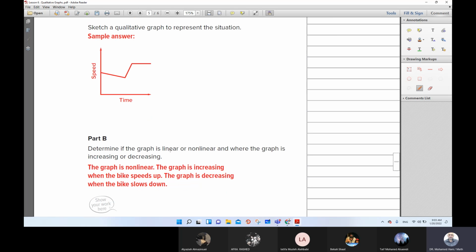Determine if the graph is linear or non-linear, and where the graph is increasing or decreasing. As you see, this is not linear. The graph is non-linear. The graph is increasing when the bike speeds up. Here, when the bike speeds up, we have an increase in this period. The graph is decreasing when the bike slows down, in this period.